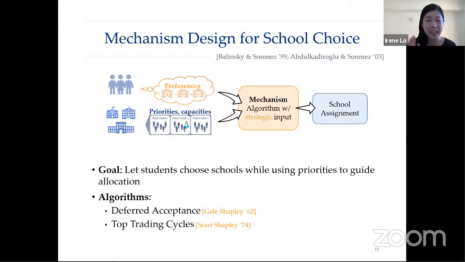But the short answer is that in San Francisco, the districts and the schools decide on the priorities. And I'll tell you in 2 slides how exactly they decided on priorities. But these are the typical things that you can do in school choice. You can decide on priorities, and you can decide on the mechanism, and you can also try to restrict choice. And I'll tell you all about all of those in just a moment.